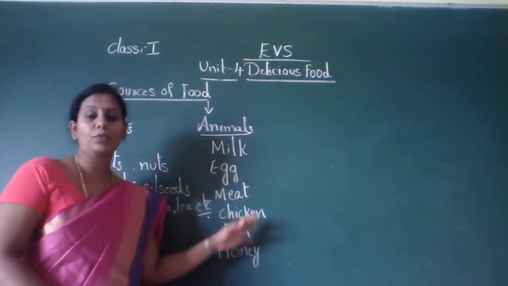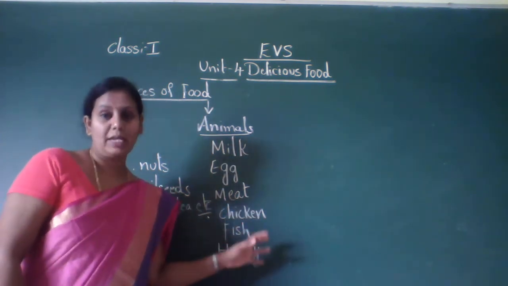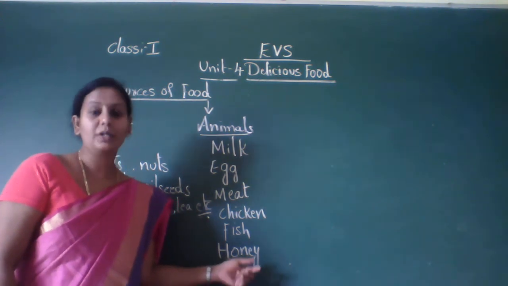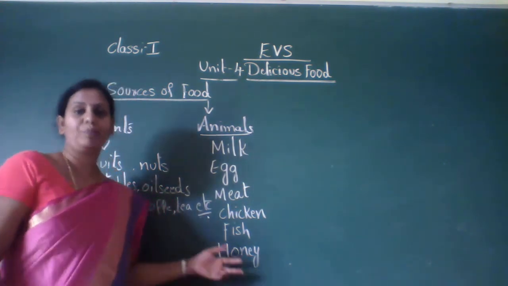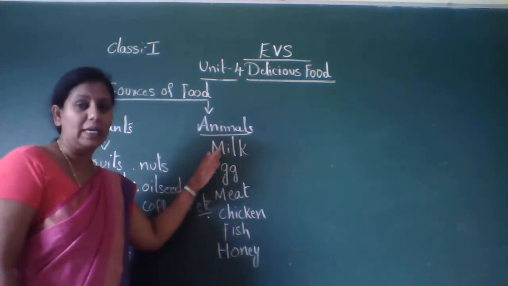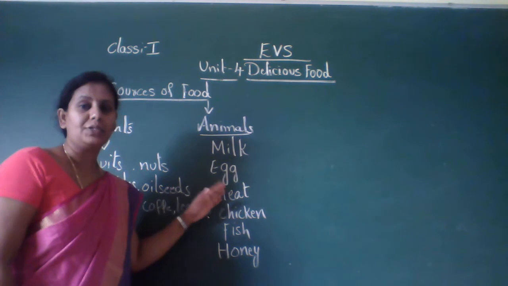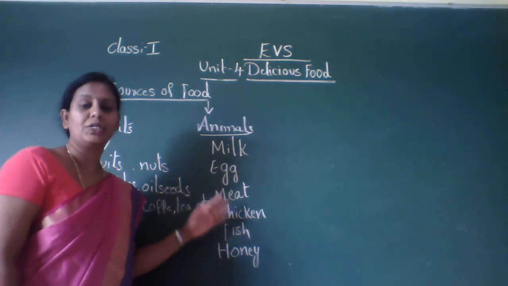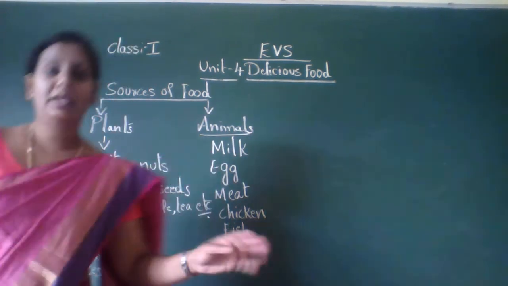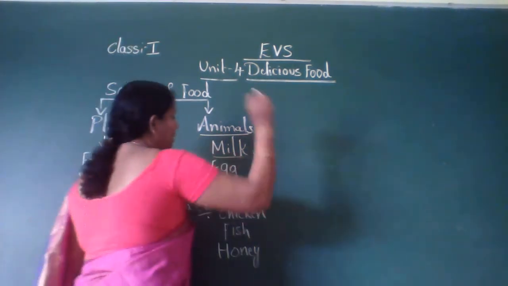So these are the food items which we get from animals. So an insect also comes under a flying animal, isn't it? So it is also called an animal. Okay. So all these things, whatever I told you, milk, egg, meat, chicken, fish, honey, all these things we get from animals.